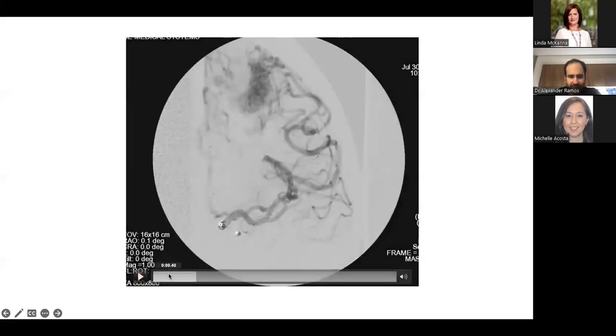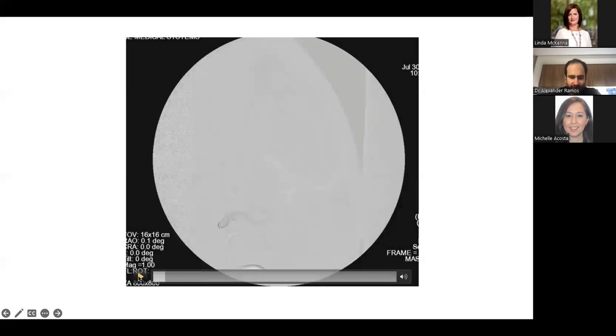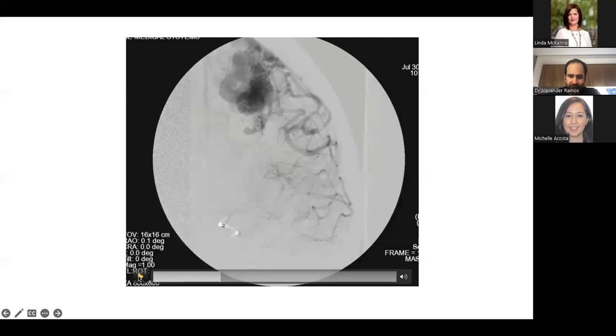And so this is the same. This is a little bit zoomed in, but we're looking for changes to see if the AVM changed at all. And you can see right here that there's something that was not there on the first angiogram, which is this little guy. So that's a new aneurysm in the AVM. And if you line this up with her CT scan, it's exactly where her bleeding was.